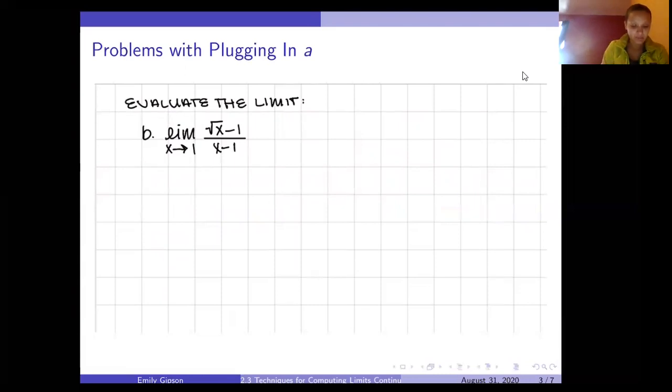The problem occurs when we go to plug in 1. We get a 1 minus 1 on the denominator. That turns into a 0. We've got a problem there. So what can we do? Well, I'm going to conjecture that root x minus 1 divided by x minus 1, times the number 1, is still equal to root x minus 1 over x minus 1.